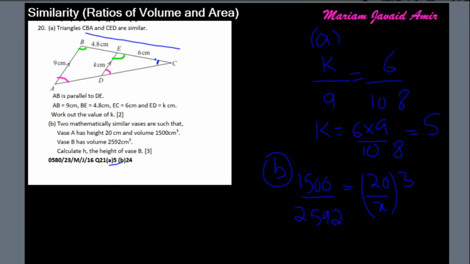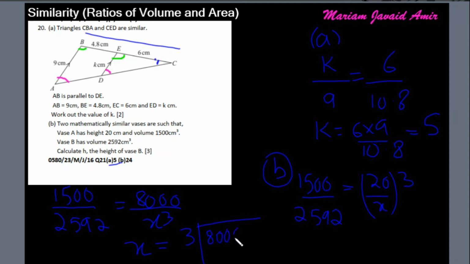Now we've done this plenty of times before, so 1500 times 2592 equals, this becomes 8000 over x cube. Cross multiply, make x the subject, and then we'll have to take the cube root of 8000 times 2592 over 1500, which gives 24.